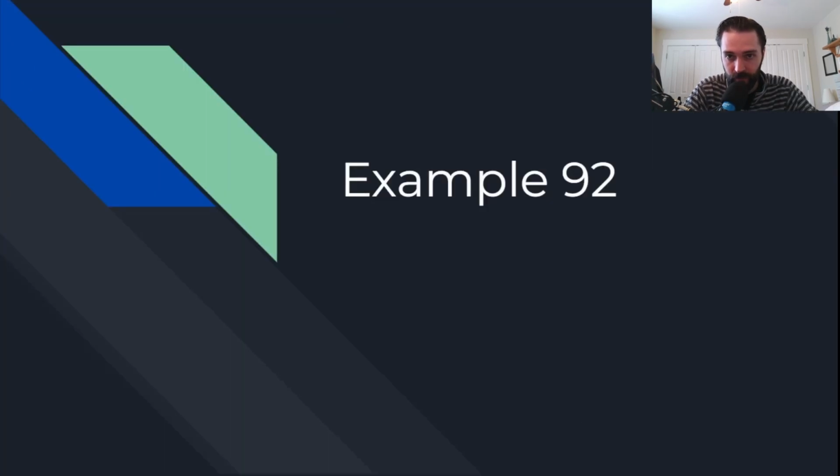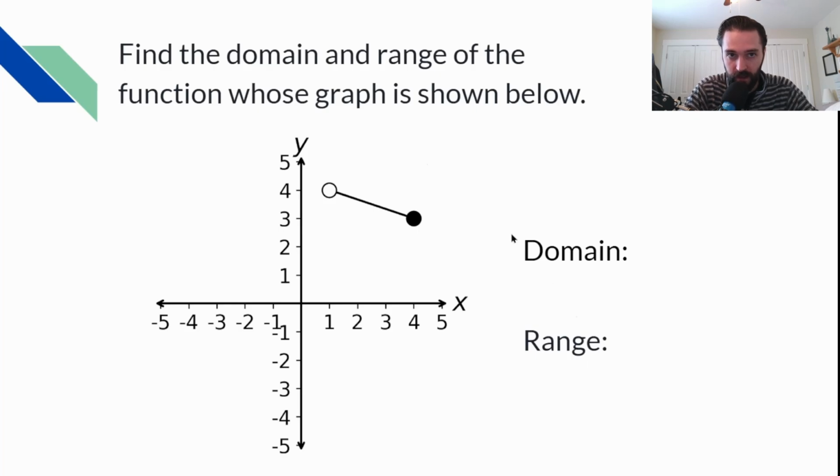Moving on. Here we're asked to find the domain and range of the function whose graph is shown below. We'll just eyeball it and determine what the domain and range are. The domain is all of the x values in between these 2 points here. We have a circle here at (1, 4), so it's not included, and we have a point here at (4, 3), so it is included.